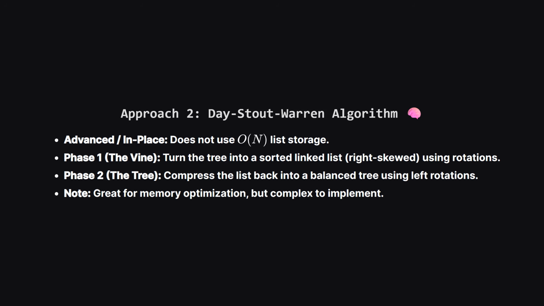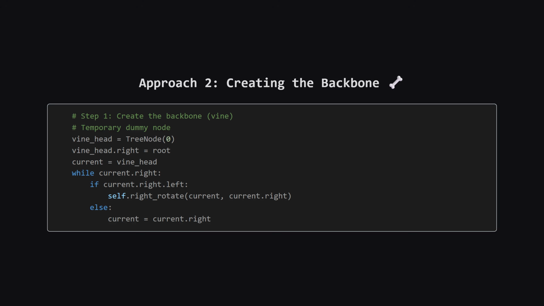First, it turns the entire tree into a vine or backbone, which is basically just a straight line of right children. Then, it performs a series of rotations to compress that line back into a perfectly balanced triangle. It's pretty cool, but definitely harder to write during a stressful interview. Let's briefly look at how we create that backbone.